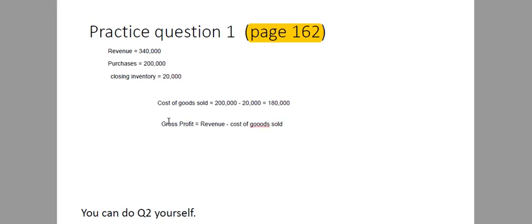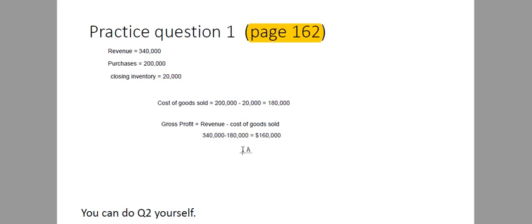And we'll just put the numbers now. So in the next line we'll put the numbers. Revenue is 340,000 minus the cost of goods sold, which is 180,000. So 340,000 minus the 180,000. So 160,000 is your gross profit. All right. So this is a simple one. No need to put this equal sign. It's okay. That'll be fine.